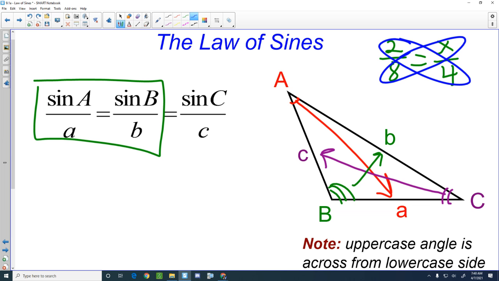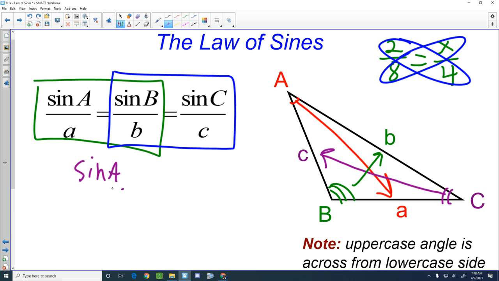I'm going to pick any two of these, and they're all equal to each other. So it doesn't matter. I can do the a fraction with the b fraction, I could do the b fraction with the c fraction, or I could even do the a fraction with the c fraction. It doesn't matter. All three of these ratios are equivalent. If you take the sine of any angle and you divide it by the side length that's across from that angle, you'll get the exact same decimal if you take any other angle in that same triangle and divide it by the side length across from it.